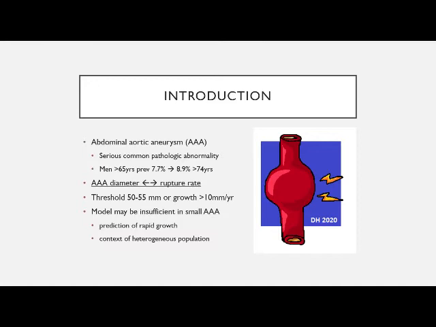So this model, what they're challenging here in this article, can be insufficient in small aneurysms to predict the rapid growth, and in context of heterogeneous population. You see, where we have a population that's including many individuals with many different factors, we can't always assume that what is true for one person is true for the other. So they're trying to broaden the parameters, and in this way make it more specific.